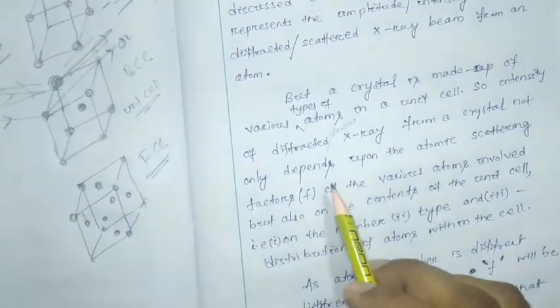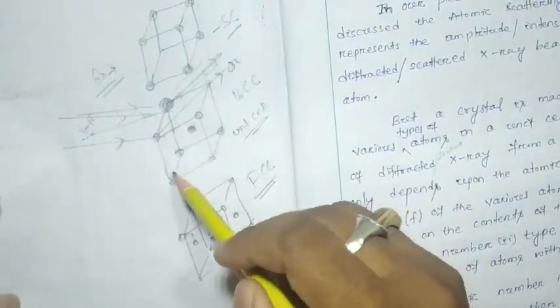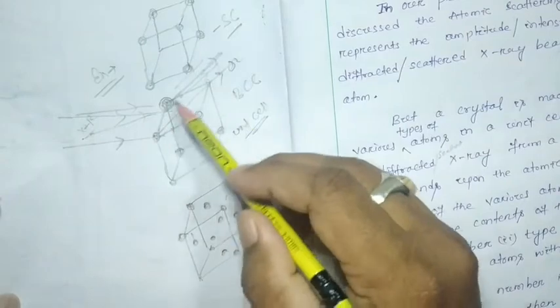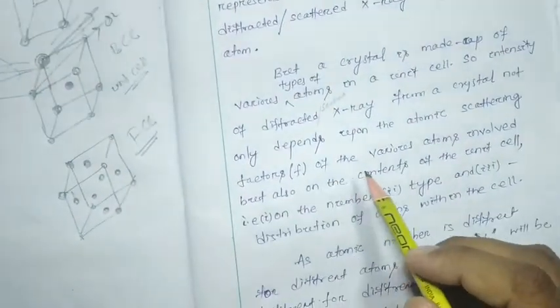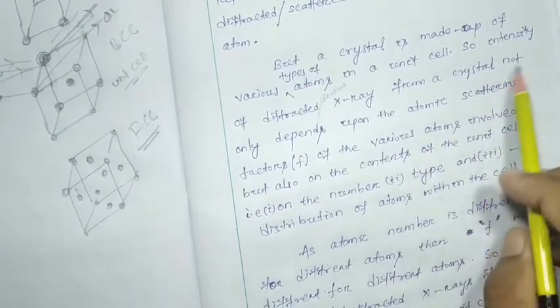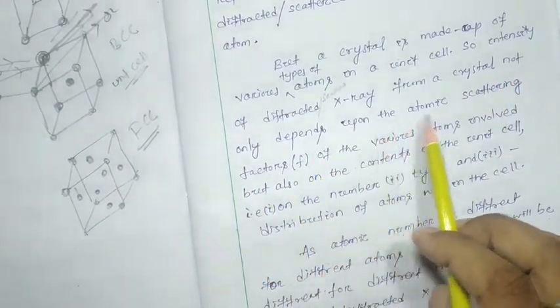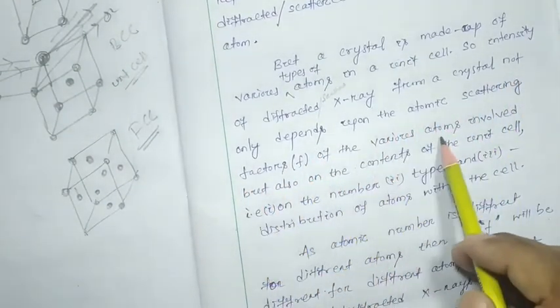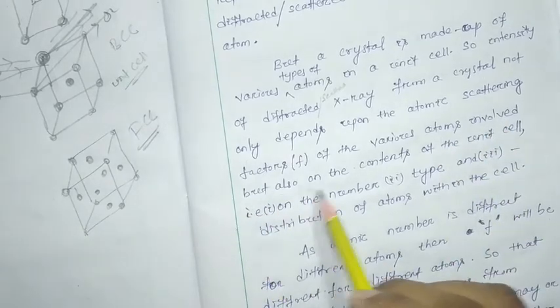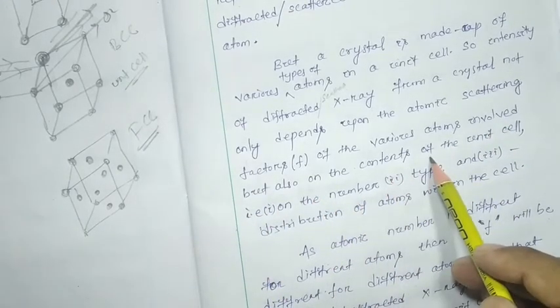So here, as a unit cell can have different types of atoms with different arrangements, only the atomic scattering factor could not be useful. It depends not only upon the atomic scattering factor of the various atoms involved, but also the contents of the unit cell.